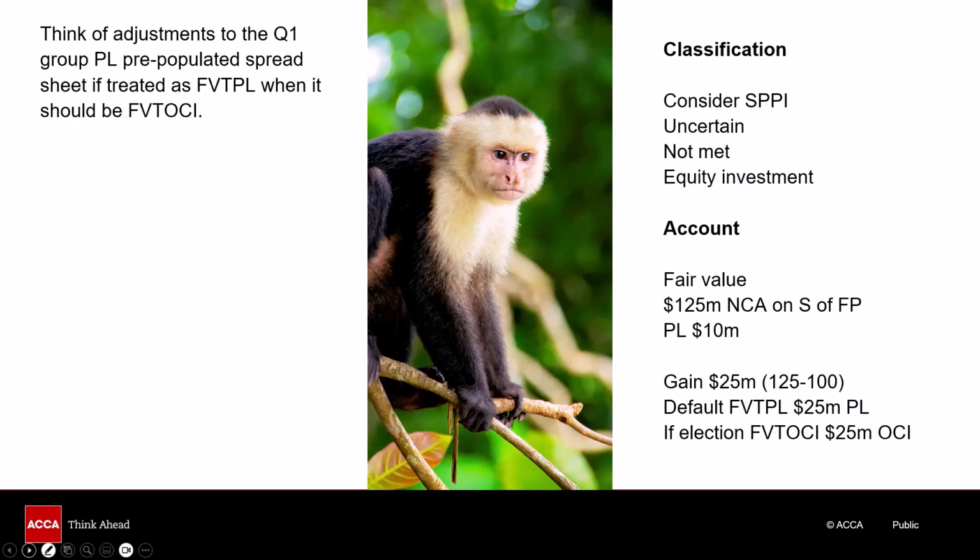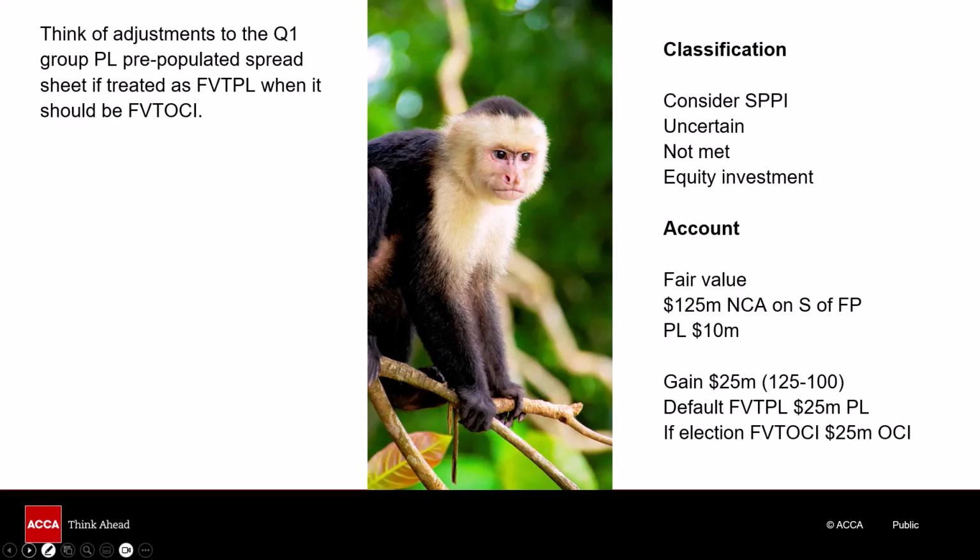Question 1 in the exam is going to be a pre-populated spreadsheet. And whilst question 1 in the exam has a big headline of it's all about groups, the reality of it is that anything can be tested within the pre-populated spreadsheet scenario. So I want you to think of this question. I want you to think of this being part of a question 1, where the question has treated the investment as fair value through P&L when it should have been fair value through OCI. How is that going to affect the group profit and loss account?